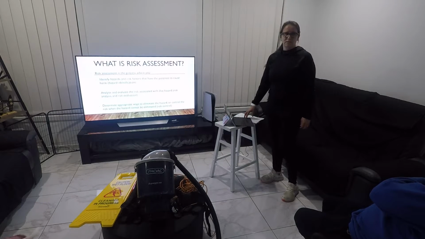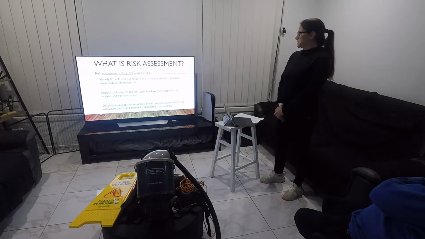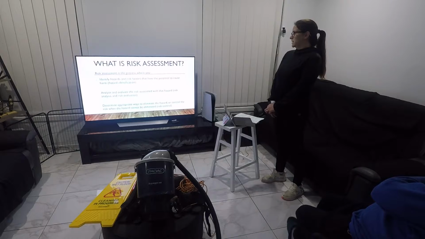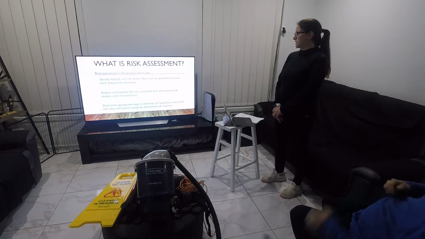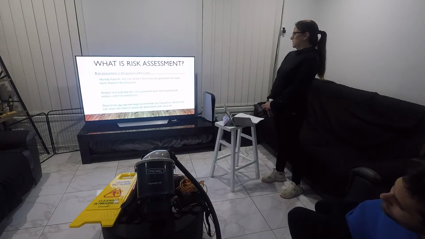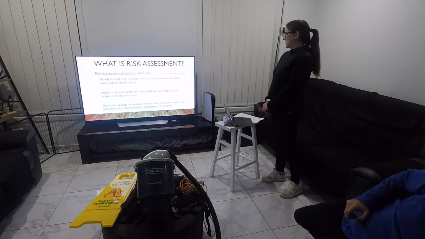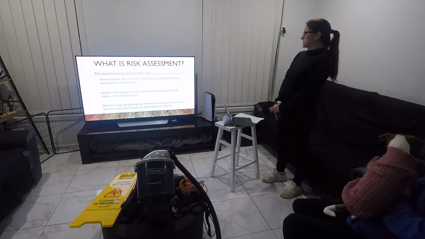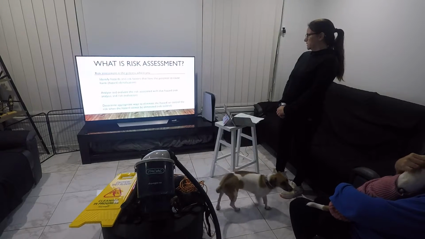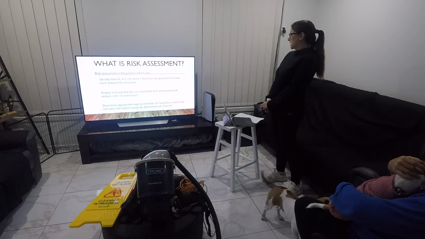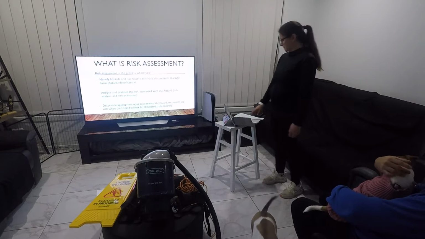What is risk assessment? Risk assessment is the process where you identify hazards and risk factors that have the potential to cause harm, hazard identification. Analyze and evaluate the risk associated with that hazard, risk analysis and risk evaluation. Determine appropriate ways to eliminate the hazard or control the risk when the hazard cannot be eliminated.